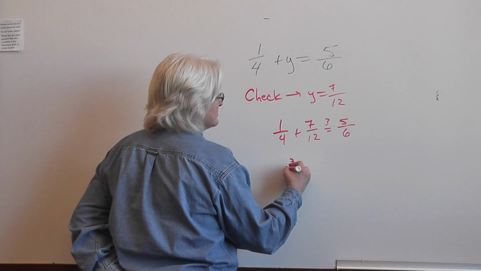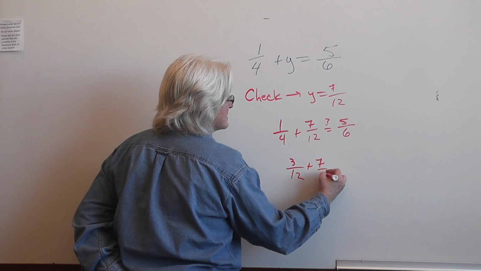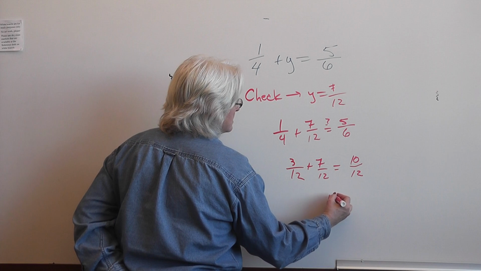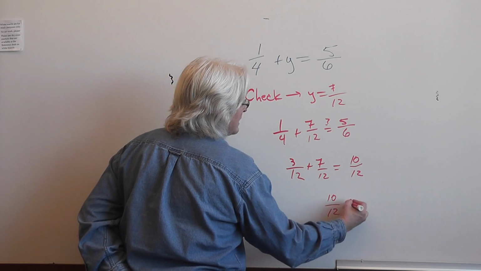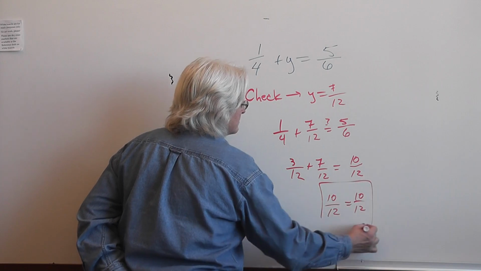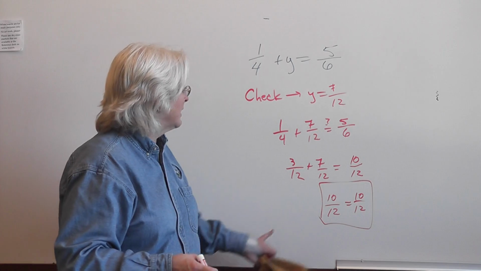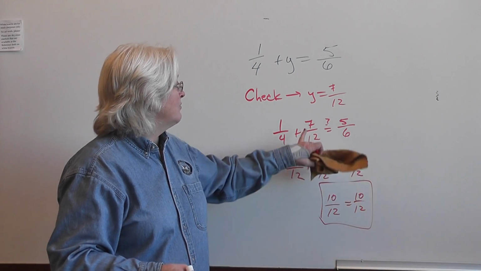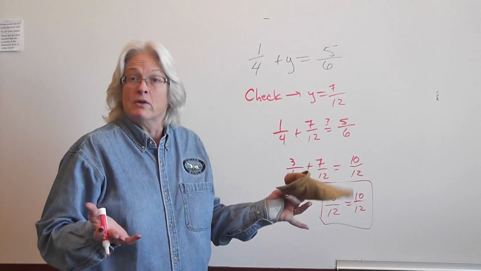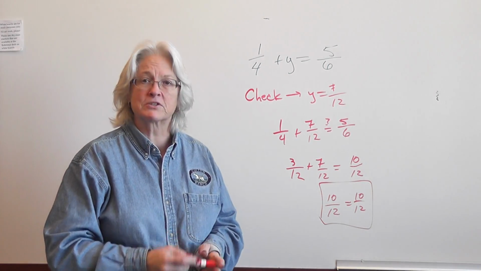3/12 plus 7/12, is that equal to 10/12? Yes, of course, when you add your numerators together, you see that now you do have the correct solution of y is equal to 7/12 for this equation. That's all that's involved in solving equations that contain rational numbers.